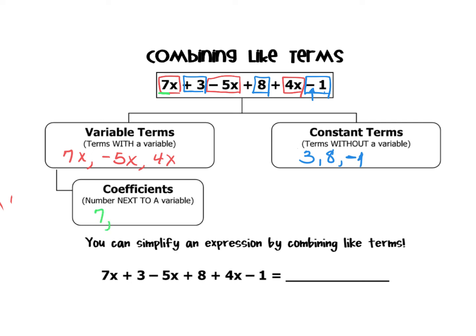And then the coefficient is the number that comes with the variable. So that's going to be 7. This is going to be negative 5 and positive 4.